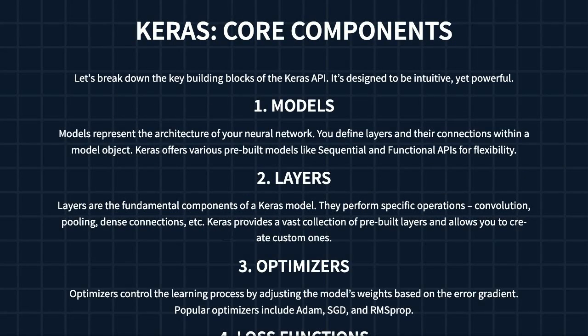Okay, so when talking about Keras, it's really important to understand its core parts. First up, we have models. Think of them as the blueprints for your neural network. Then there are layers, which are the individual building blocks, like convolutional and dense layers, that do all the heavy lifting. Next, you've got optimizers. These control how your model learns by tweaking those weights to minimize errors. Loss functions measure how well your model is doing. Basically, they quantify the difference between what it predicts and what's actually happening. And lastly, but not least important, we have data handling. Keras works really well with TensorFlow's data tools, so you can efficiently feed your data into the network and even use techniques like data augmentation to make it more robust.